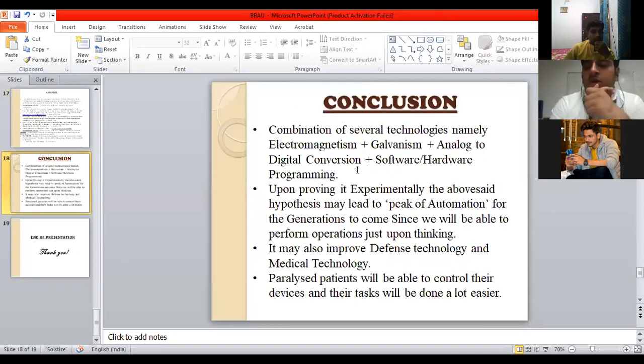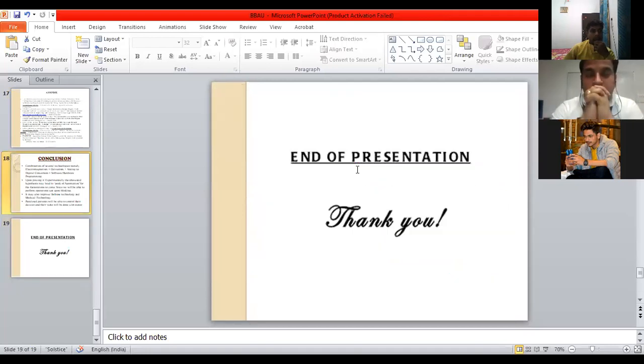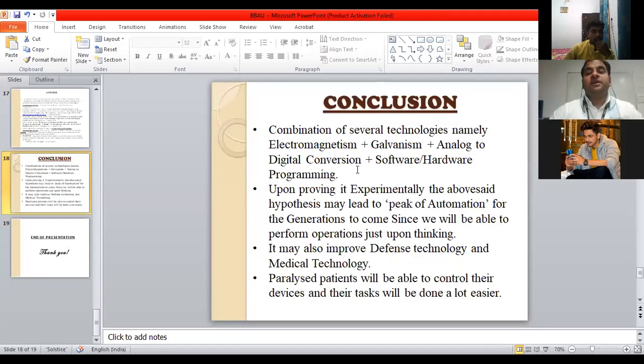So let's read out the conclusion for more clarity. The combination of several technologies, namely electromagnetism, galvanism, analog to digital conversion, software and hardware programming. This system is basically a combination of several technologies. Upon proving it experimentally, the above said hypothesis may lead to the peak of automation, as I've already told you, for generations to come, since we will be able to perform operations just upon thinking. It may also improve defense technology and medical technology. Paralyzed patients will also be able to control their devices, and tasks will be done a lot easier.